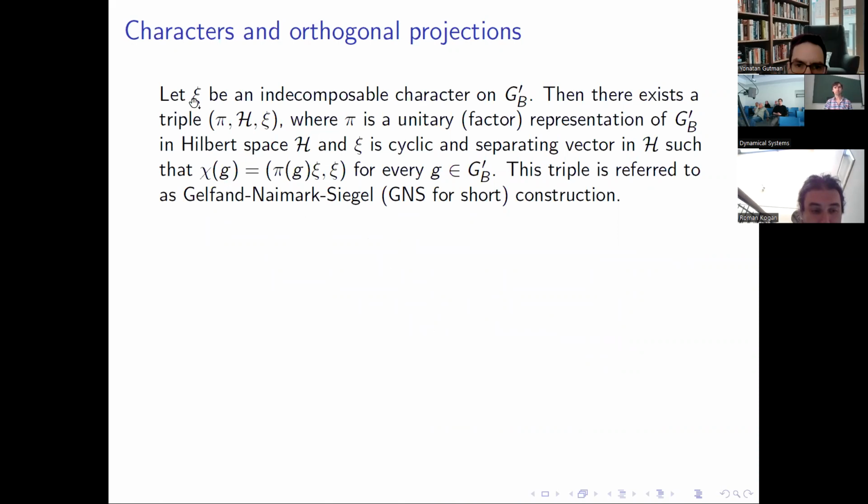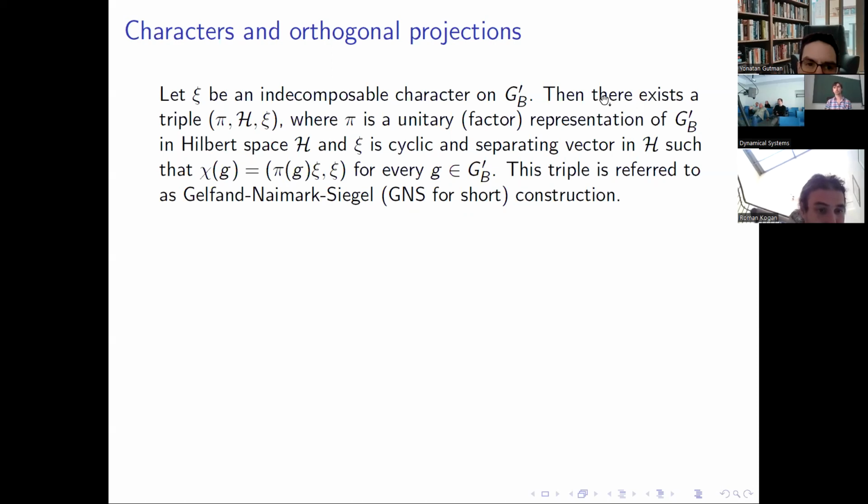Sorry, this is a misprint. It should be chi. So now, starting from indecomposable character chi on the commutator subgroup, we want somehow to construct a corresponding almost ergodic invariant measure on some space.